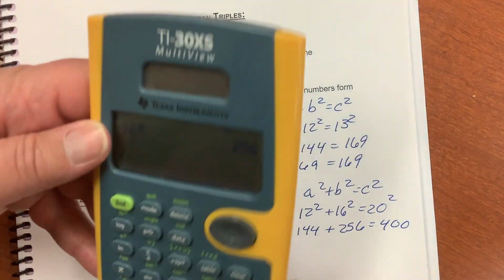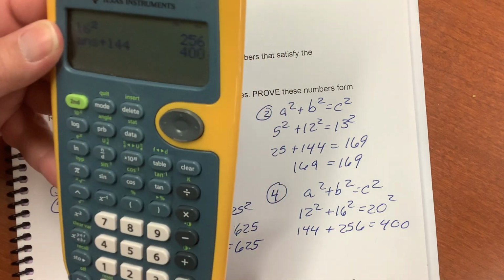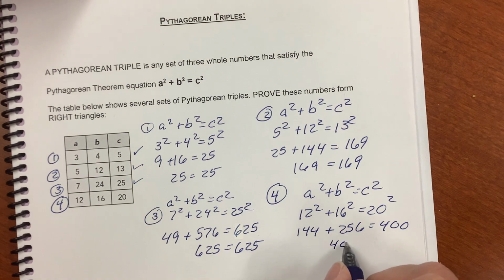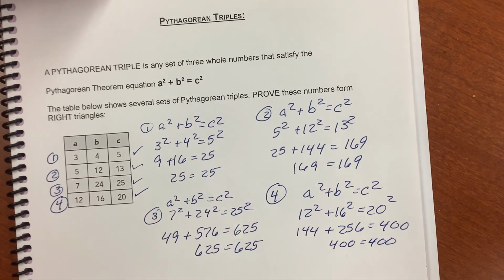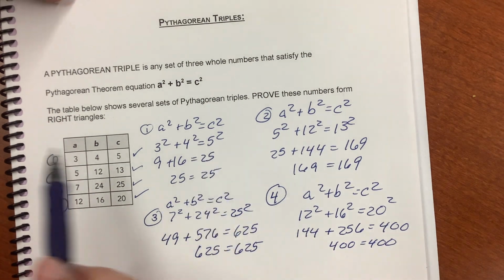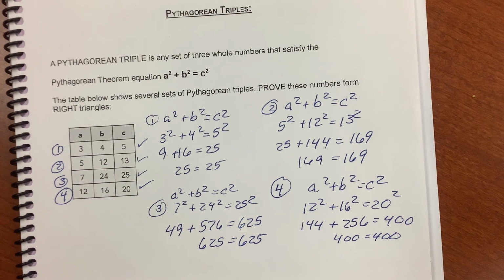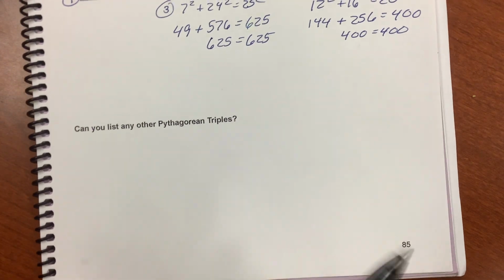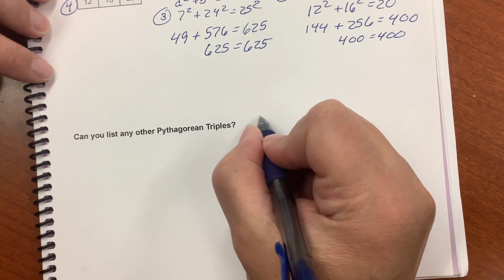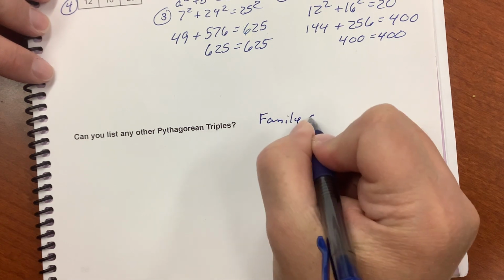So 256 plus 144 is, there you go, 400, it worked. And 400 is equal to 400, so this one checks too. So that's how you prove it. If it says prove it, do the Pythagorean theorem. Now, it says, can you list any other Pythagorean triplets? We're going to do what's called a family of triplets.